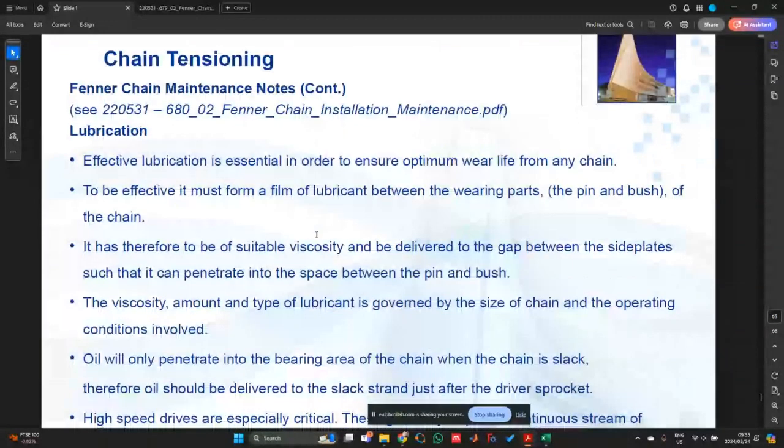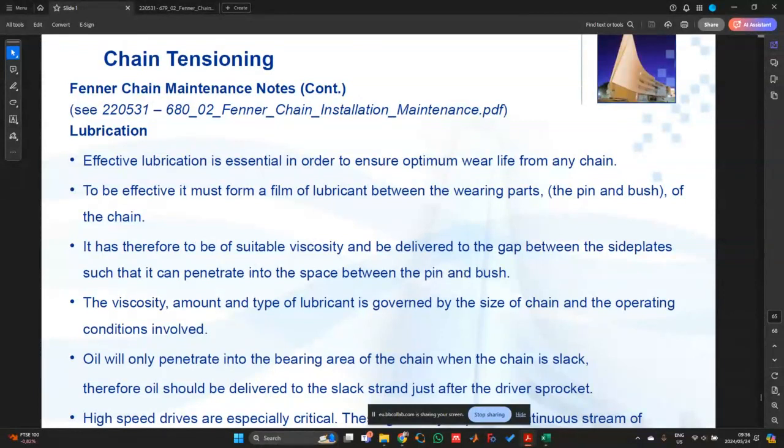If we delve into the lubrication a bit more, effective lubrication is essential in order to ensure optimum wear life from any chain. To be effective, it must form a film of lubricant between the wearing parts, in other words, the pin and the bush of this chain mechanism. It therefore has to be of suitable viscosity and delivered to the gap between the side plates such that it can penetrate into the space between the pin and the bush.